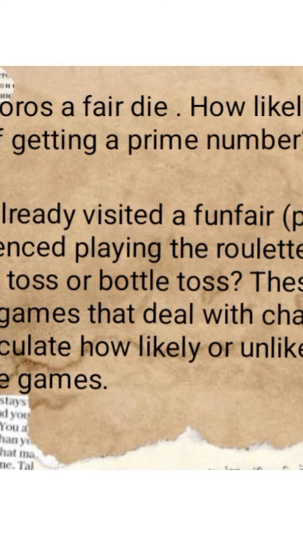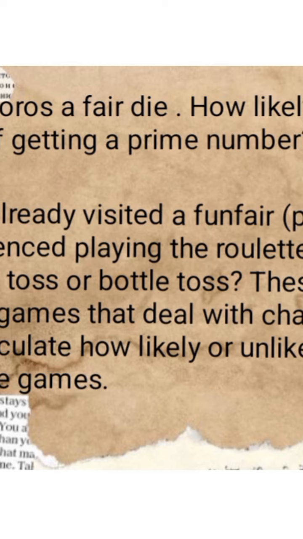Every one of us already knows what a peryahan is because it's very familiar to us. Have you experienced playing roulette, balloon darts, ring toss, or bottle toss? These are only a few of the games that deal with chances. Players calculate how likely or unlikely they are to win the game.